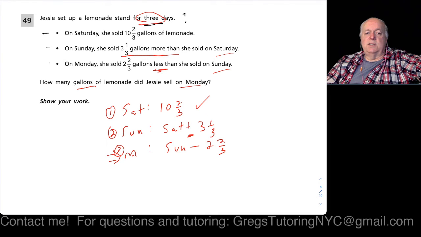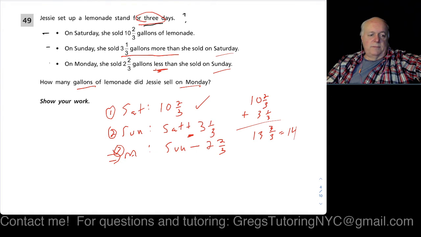So on Saturday, she sells 10 2/3. That's clear. Okay. Sunday, she sells 3 1/3 more. So if we add that up, 2/3 plus 1/3 is 3/3, and 10 plus 3 is 13. So together this equals 14. She sells 14 gallons, right? Do you guys see that? And from there, since this is Sunday, okay, so this is equal to 14.